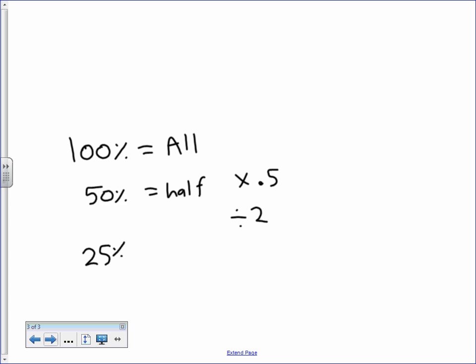25% is half of half, right? Not hard. Again, the easiest way for most of these is to change the percent to a decimal. So 100% is 1, 50% is 0.5, 25% is 0.25, and then you just multiply. So 1 times whatever, that gives you 100%. 0.5 times whatever, that gives you 50%. 0.25 times whatever, that gives you 25%. And that's true for all the percent questions.